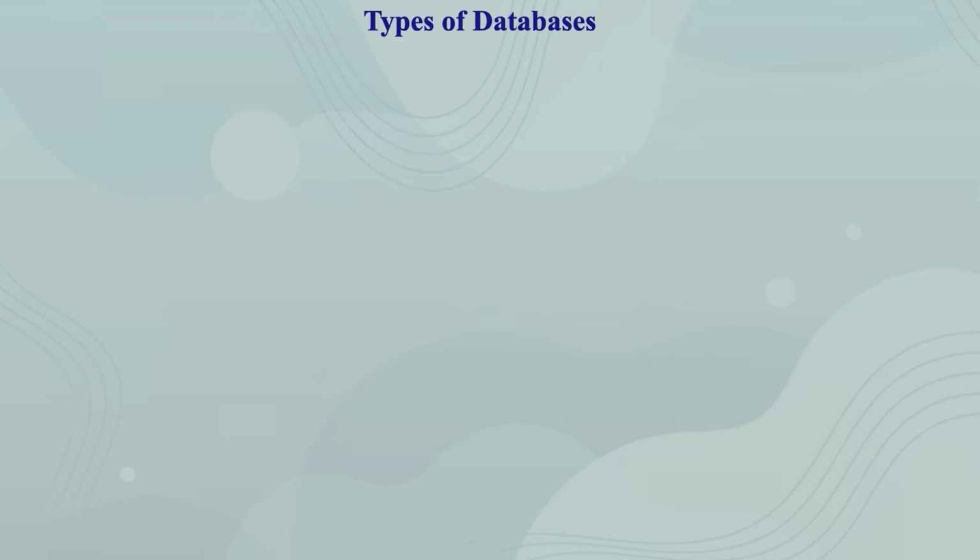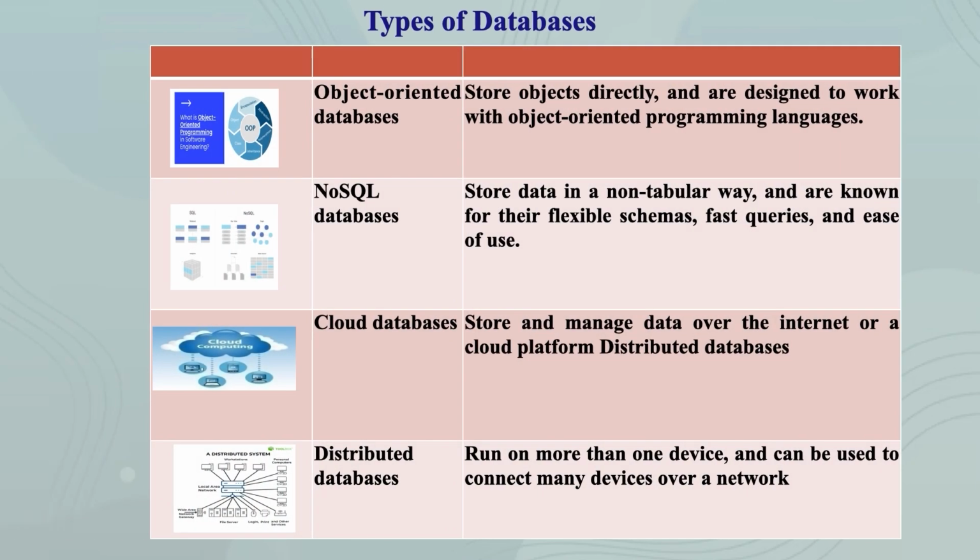Then what are the types of databases? There can be object-oriented databases. What are object-oriented databases? They store objects directly and are designed to work with object-oriented programming languages. Then we have NoSQL databases. NoSQL databases store data in a non-tabular way and are known for their flexible schemas, fast queries and ease of use. Then there are cloud databases, because nowadays cloud databases are becoming very important, as huge amounts of data can be stored and managed.